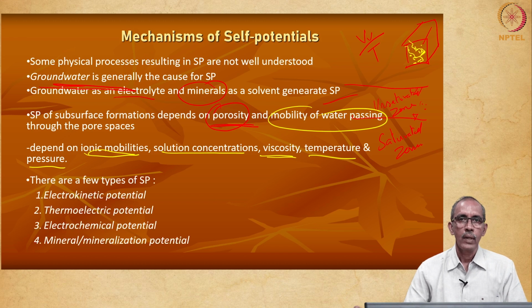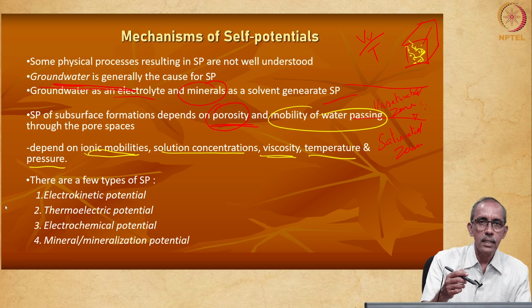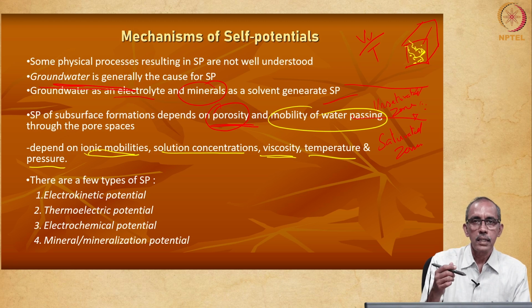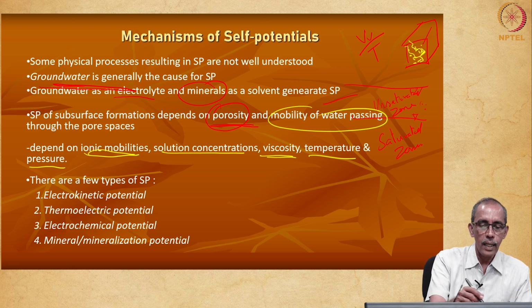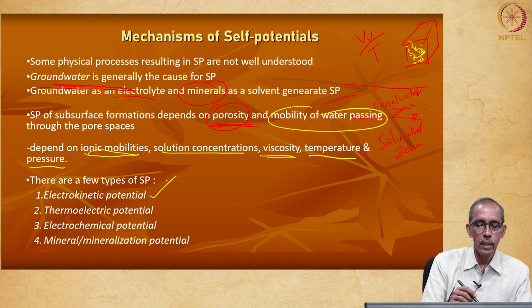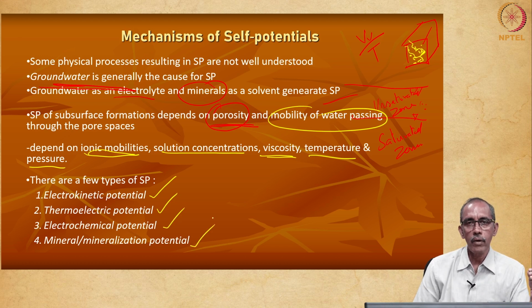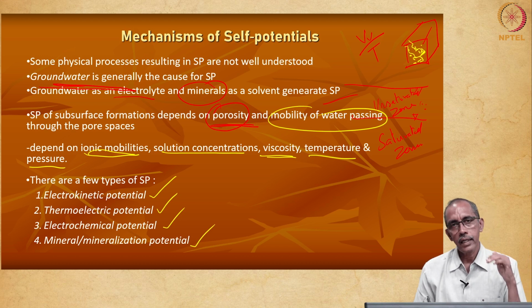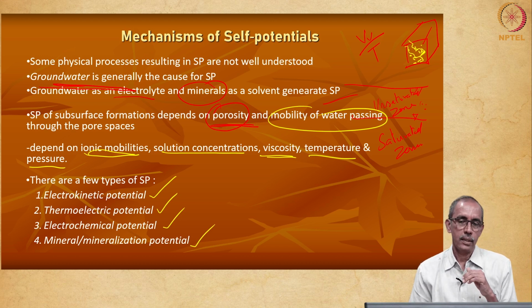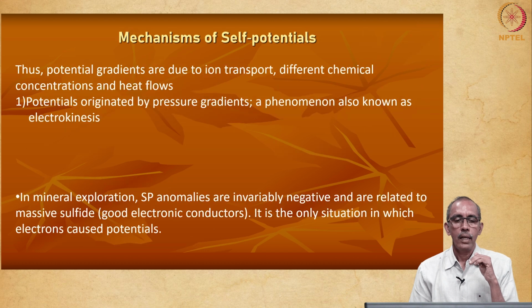So what are the different reasons for the generation of cell potential? That means the types of cell potential which are given here. One is electrokinetic, thermoelectric, electrochemical, and mineral potential. These are some of the types of cell potential that get generated below the surface of the earth. So what are they? Let us see in a little more detail.